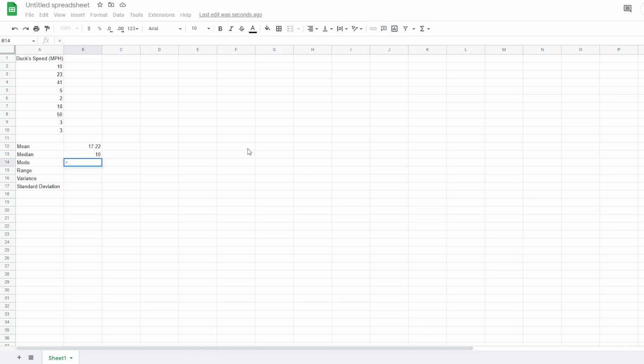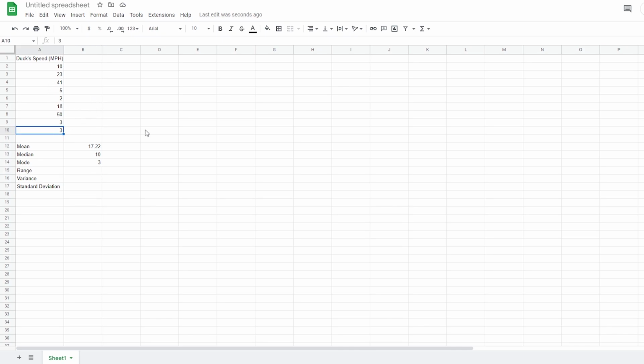Now mode: what is the most reoccurring number, okay? So equals, then you put in mode, and then parentheses, highlight everything, and my mode is 3. It basically means what number shows up the most. So you look at my data, 3 shows up the most. It's the only one that occurs twice, and everything else only occurs once.